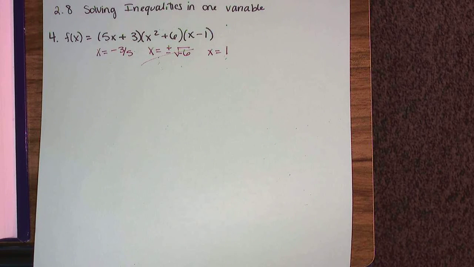Alright, so now we want to draw the number line, and always make sure you write left to right. I have people that just say, oh, I'm just going to throw 1 on there, and I'm going to throw -3/5 just wherever I please. That doesn't work that way.